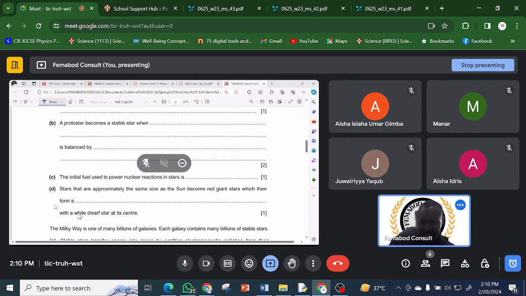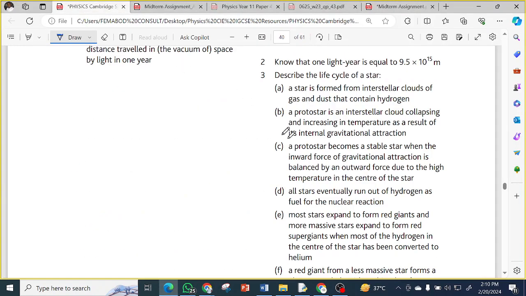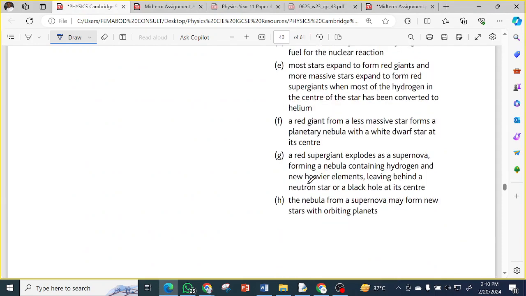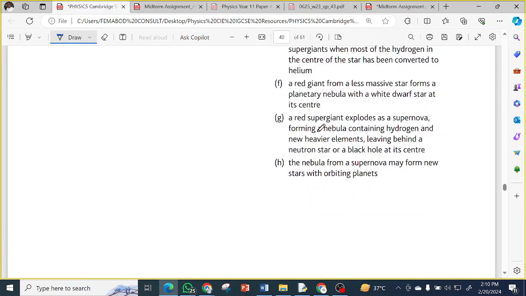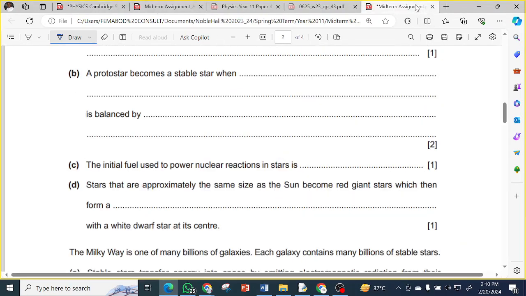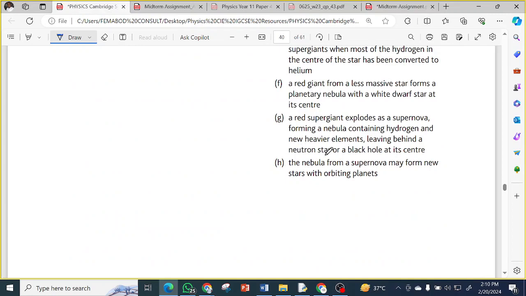They said that stars that are approximately the same size as the sun become red giant stars, which then form a dash and a white dwarf star at the center. Stars that are approximately the same size as the sun become red giant stars when they form a planetary nebula with a white dwarf star at the center. Neutron star. Neutron star. This is it.